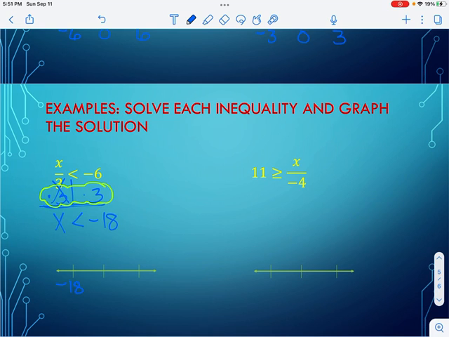So now I come down, negative 18, 0, and 18. I'm going to be an open circle. x is less than that, so it would shade to the left. On this last one, I'm going to come down. I look for my x. I'm dividing it by negative 4, so to undo that, I multiply by negative 4. That's going to get me x.